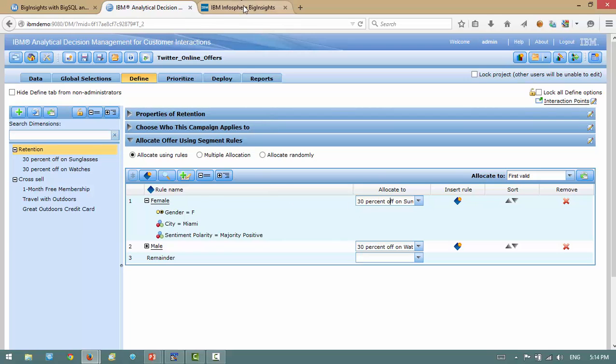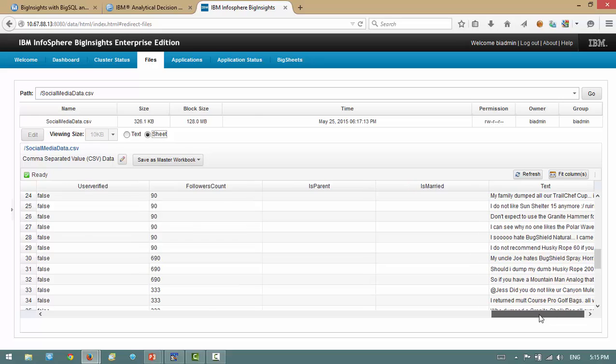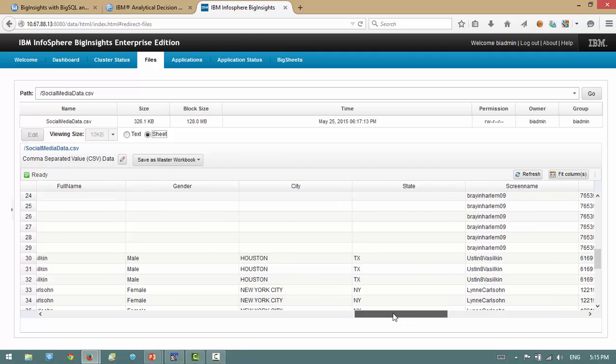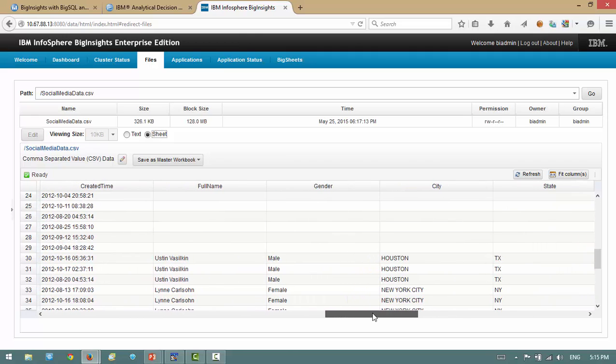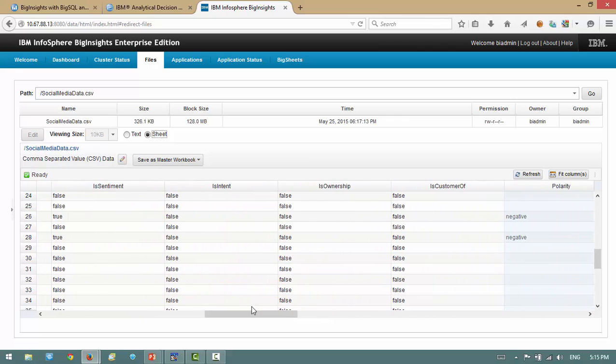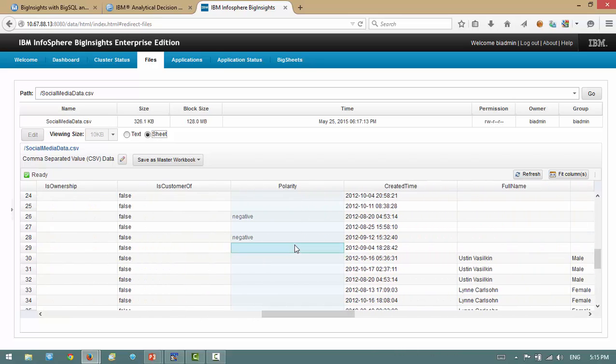Now finally, let's examine the data as it is stored in BigInsights. So here are the tweets that have come in. And in addition to the tweets, we also have additional metadata coming in from Twitter. So additional information about each tweet. So we can detect things like whether there is sentiment in the tweet itself. And if there is, is it positive or is it negative? And this comes courtesy of our IBM alliance with Twitter.